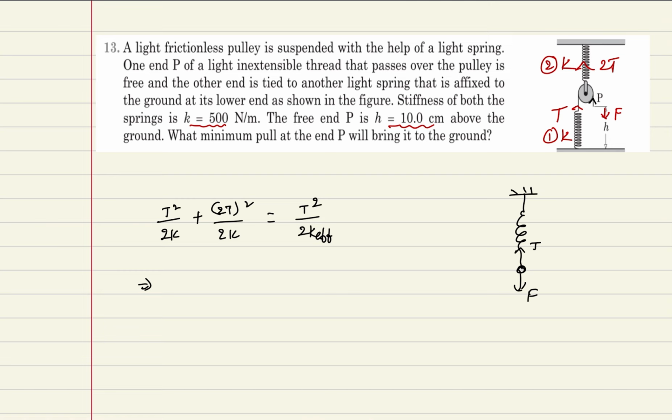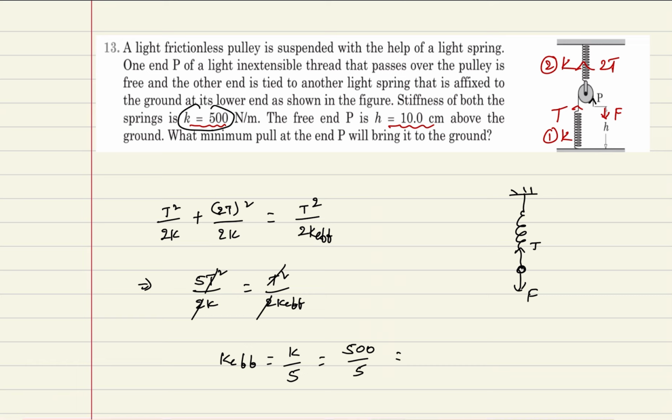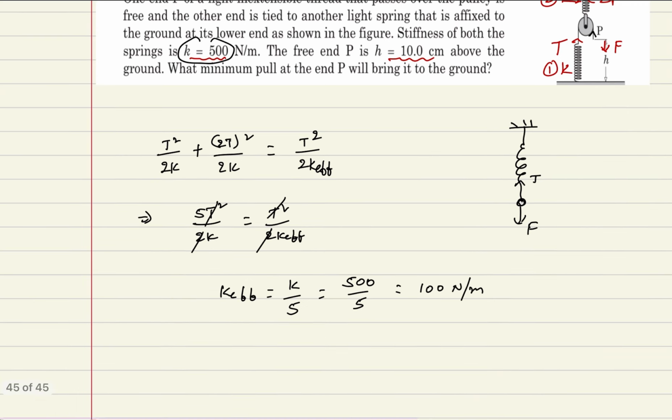Now you can write the value: T square plus 4T square, that value is 5T square divided by 2k, equal to T square divided by 2k effective. 2 and 2 get cancelled, T square and T square get cancelled. I will get the k effective value equal to k divided by 5. As the k value you know is 500, 500 by 5 is equal to 100 Newton per meter. Now we have the k effective value.